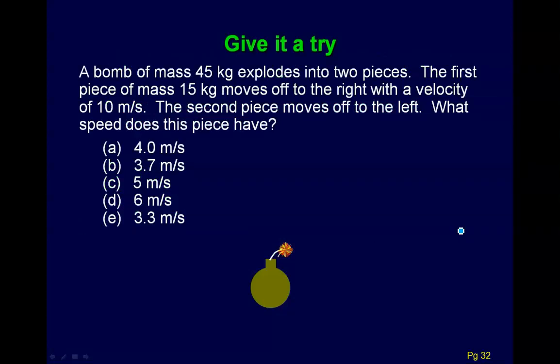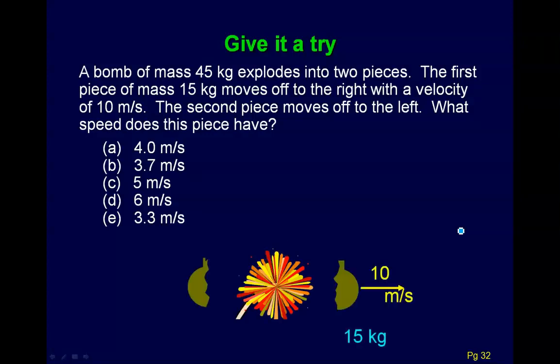Here's a bomb of mass 45 kilograms, and it explodes into two pieces. The first piece, of mass 15, moves off to the right with a velocity of 10 meters per second. The second piece moves off with what velocity? We want to figure that out. So pause it, work through this, and see what you come up with. We'll talk about it in a second. All right, when I did this, I came up with 5 meters per second.